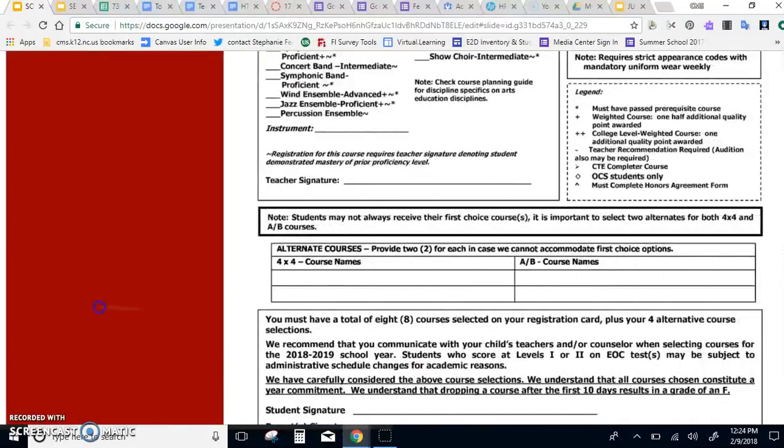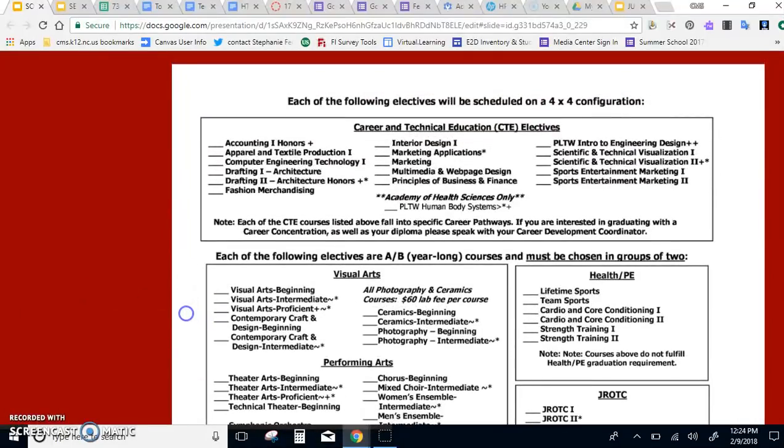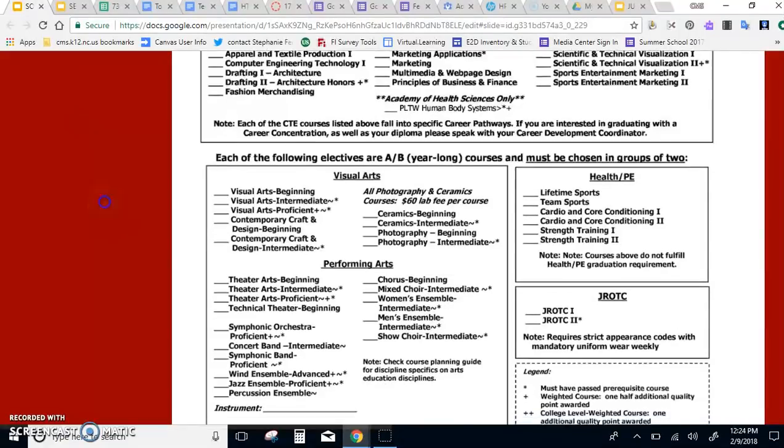Next, let's look at CTE. Remember to use your CTE pathways chart to help you determine what order CTE courses can be taken. Human Body Systems can only be taken by students in the Academy of Health Sciences program. Students in the Academy of Health Sciences program should see Ms. Heston for questions. Next, let's look at fine arts.